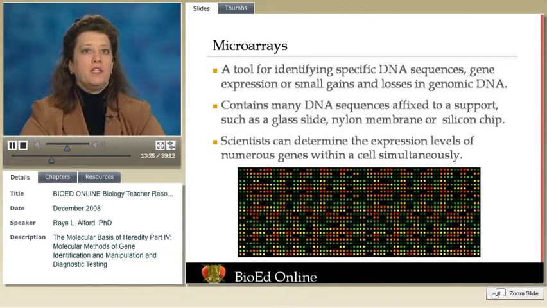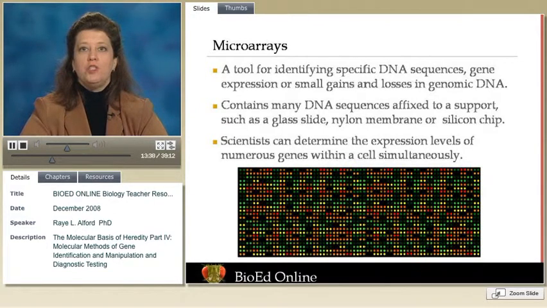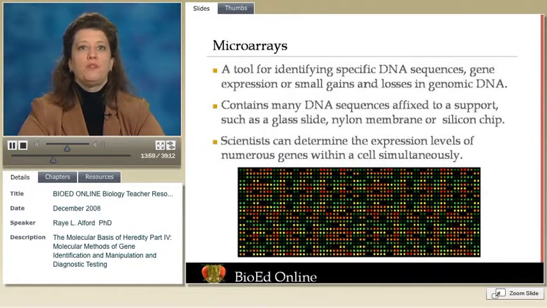Another use of microarray technology is to search for small gains or losses in genomic DNA in patients with particular disorders. For this application, DNA representing a large percentage of the DNA in the human genome is ordered on an array. A specimen from a patient with a disorder of unknown etiology is labeled with one fluorescent dye and mixed with equal quantities of control DNA from a person without the disorder that has been labeled with a different fluorescent dye. These two DNA samples are then allowed to hybridize to the DNA on the array.